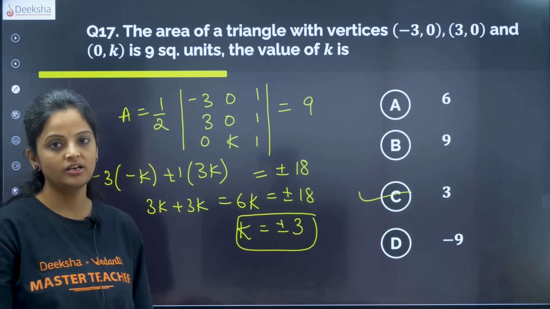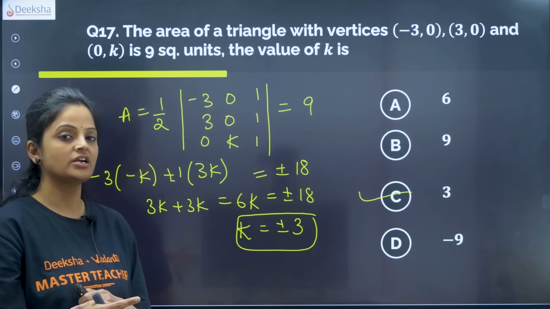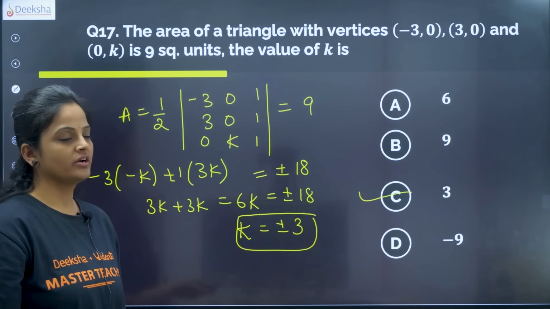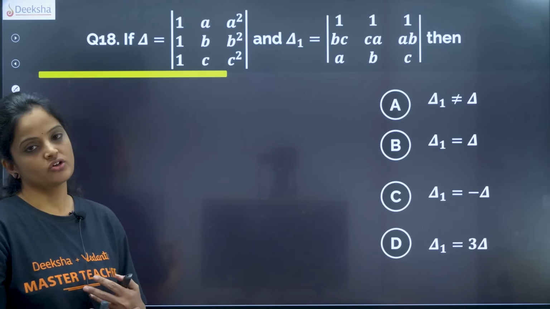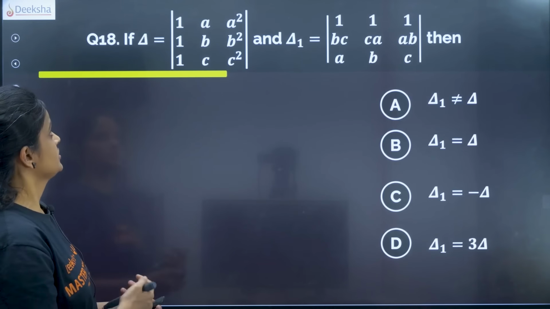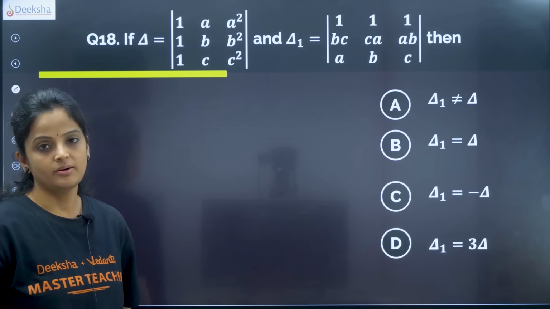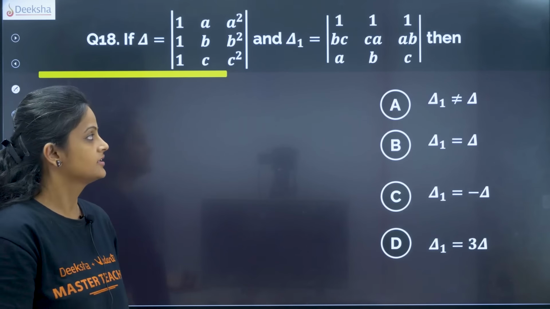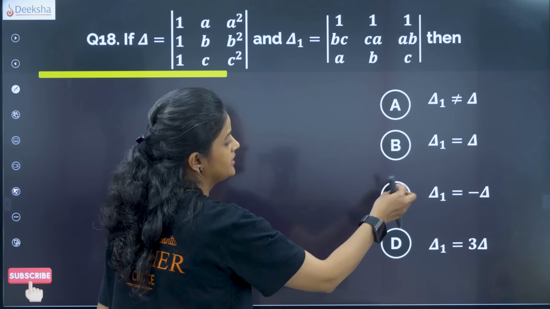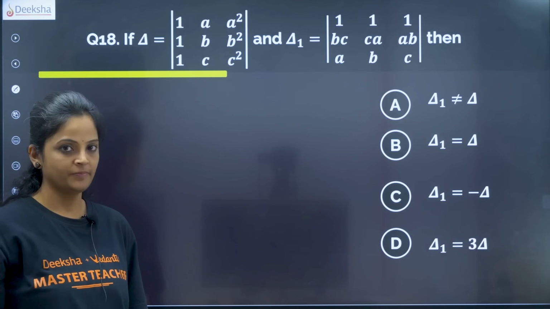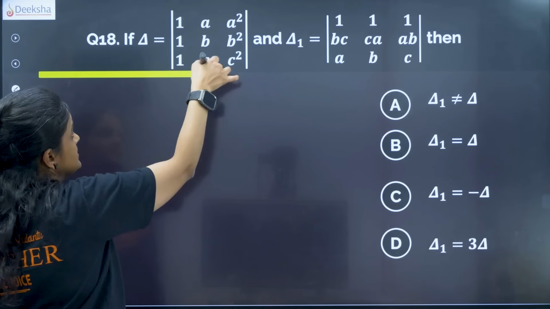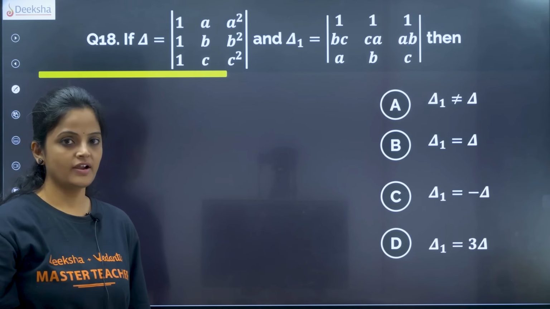Easy one. There are many questions which are very easy and few moderate questions in this 2023 paper. See this question. Delta is given as one matrix, delta 1 they have given as another matrix, and they are asking you the relation between delta and delta 1. For this determinant, do you remember the value?